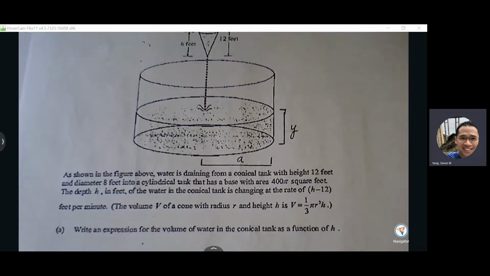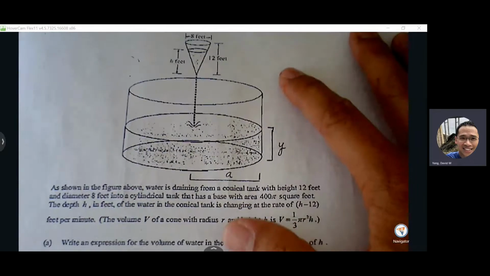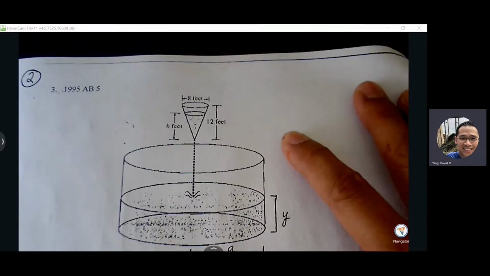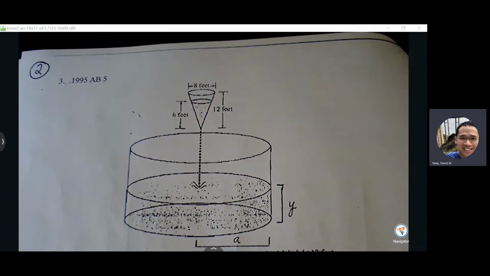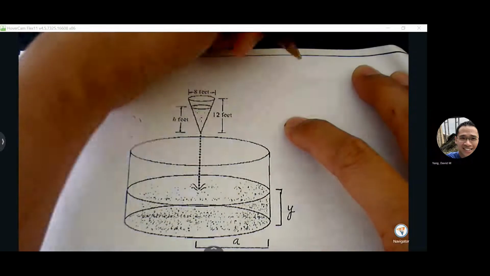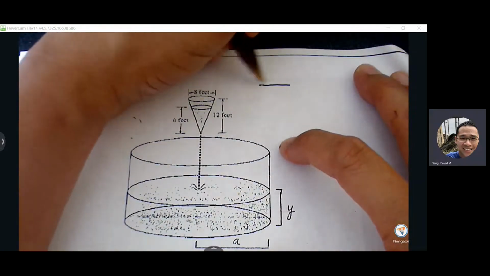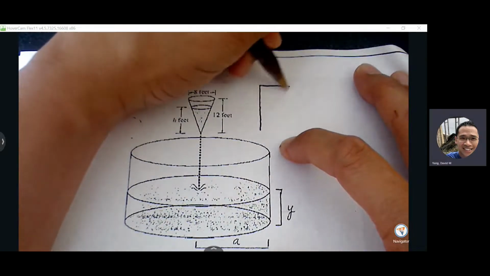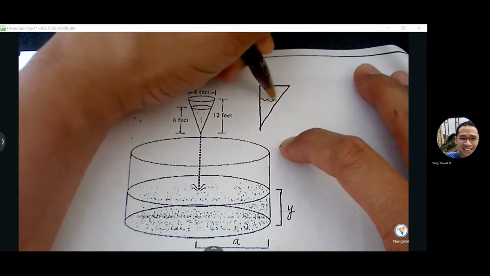Part A just says, write the equation for the volume of water in the cone tank as a function of h. Okay, so it's already kind of telling us, focus on h, and after you do similar triangles, you're going to solve in terms of h. So let's go ahead and set this up. We know with cones, we're going to be dealing with similar triangles.